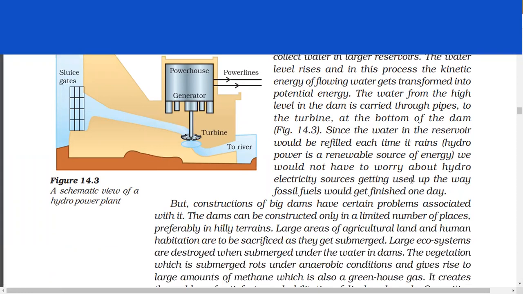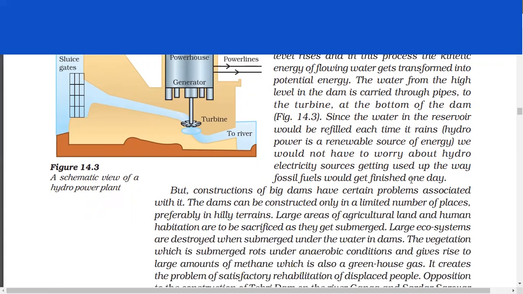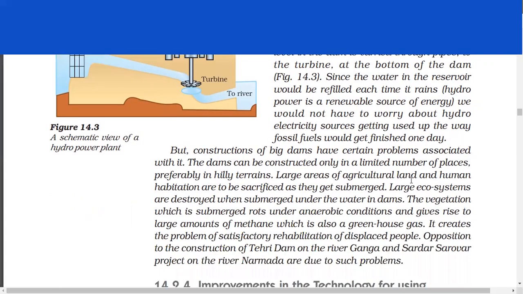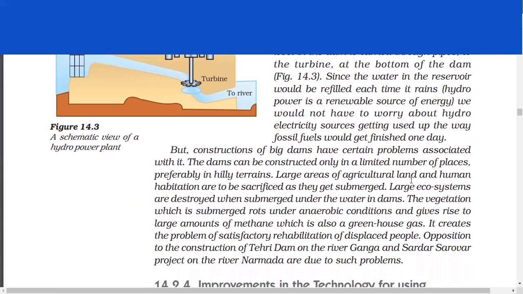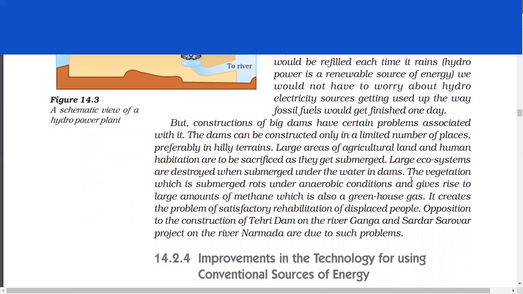Since the water in the reservoir would be refilled each time it rains, we would not have to worry about hydroelectricity sources getting used up the way fossil fuels would get finished one day. But constructions of big dams have certain problems associated with it. The dams can be constructed only in a limited number of places, preferably in hilly terrains.